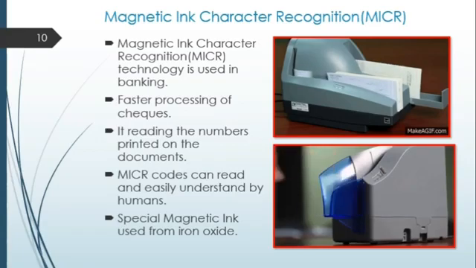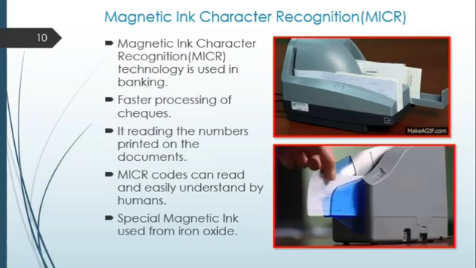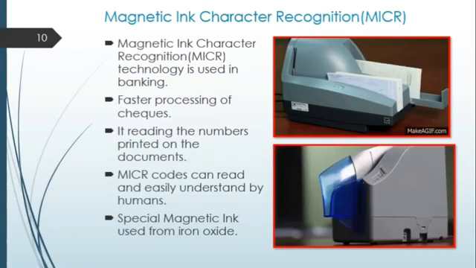These micro codes can be read and easily understood by humans. It is actually a set of 7 or 8 numbers, so humans can easily understand it. Special magnetic ink made from iron oxide is used to print these special characters on the check. It is meant so that nobody can give a fake check or wrong check.